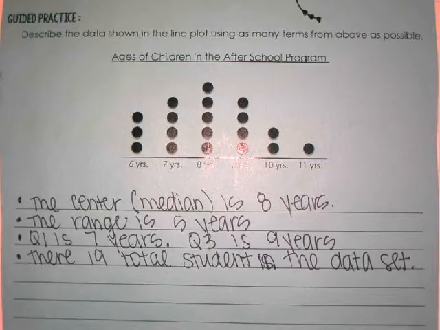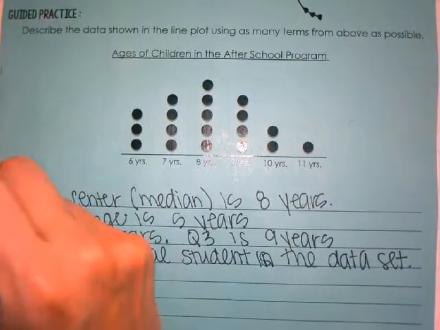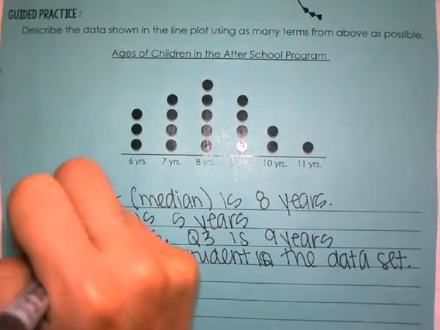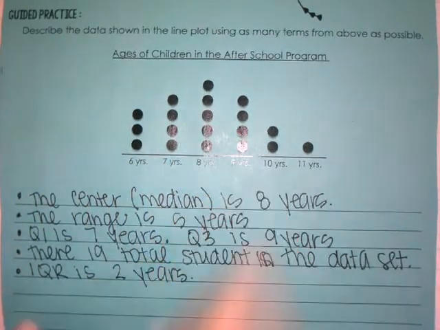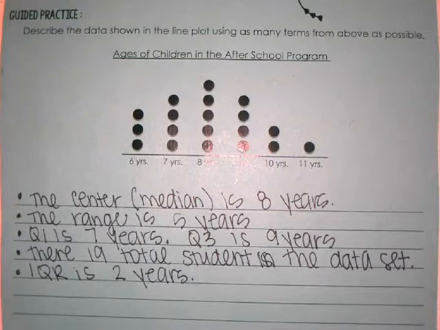What else? If we found quartile 3 and quartile 1, what else can we find? Eliza? The interquartile range. Which is? 2. Perfect. So the interquartile range is 2 years.